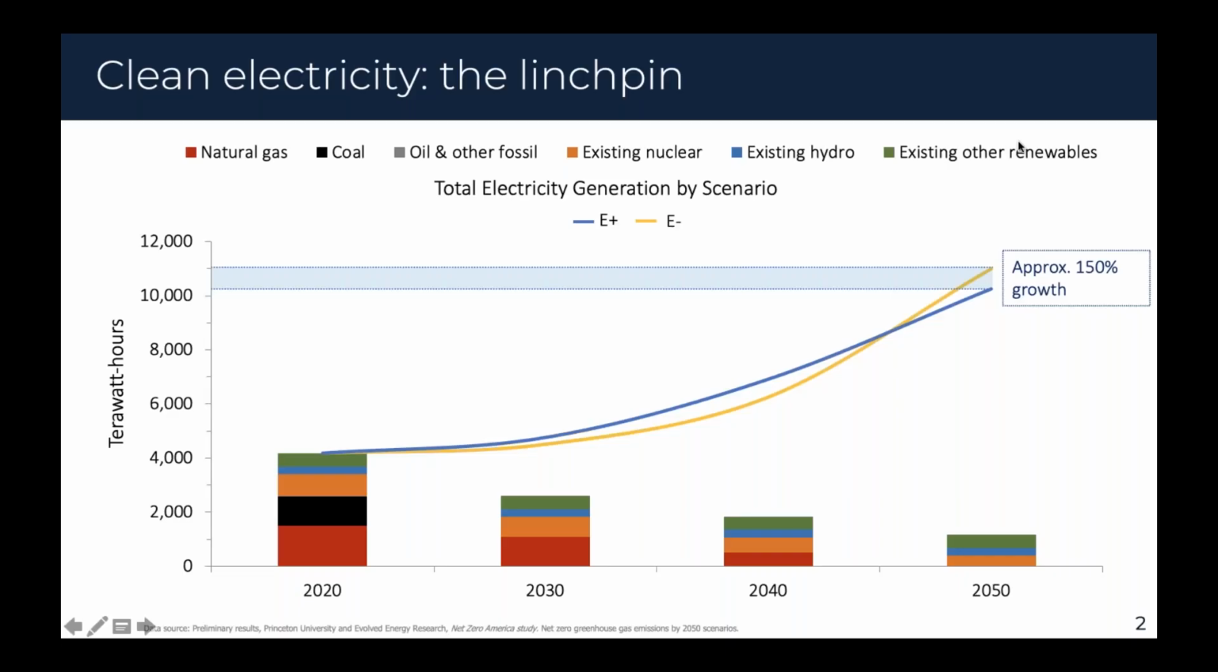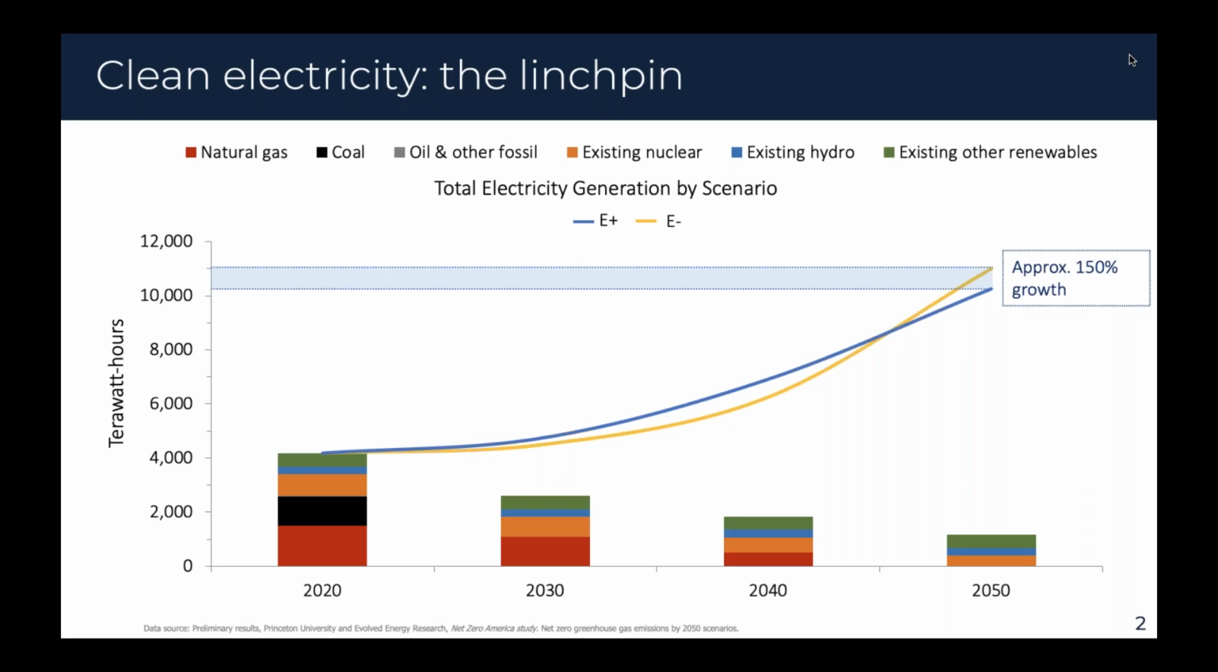So to start, let's look at the overall scale of the challenge for the electricity sector. This graphic is based on results from a forthcoming study that I've been a co-PI leader of at Princeton called the Net Zero America Study, which is looking at net zero emissions pathways for the whole country across the whole economy. What we find, which is consistent with a number of other studies, is that clean electricity is the linchpin in any strategy to decarbonize the overall economy.